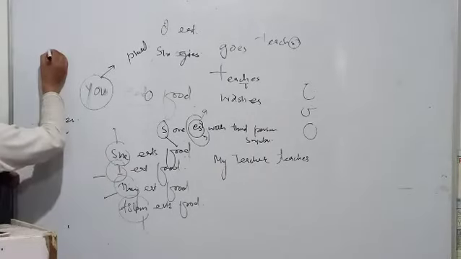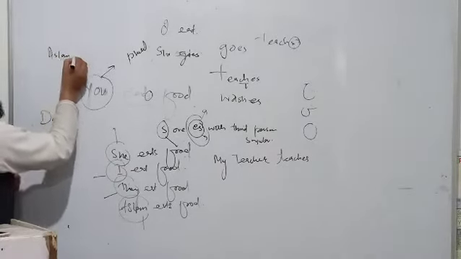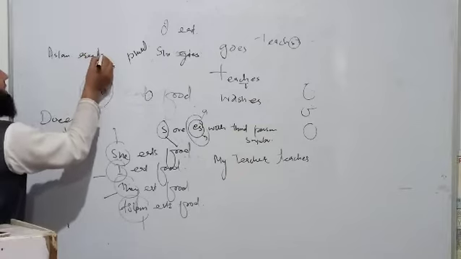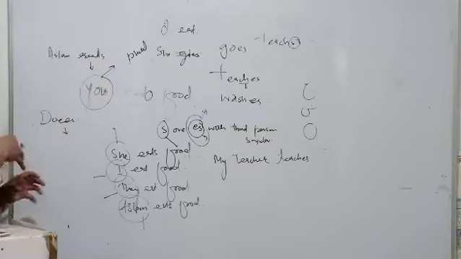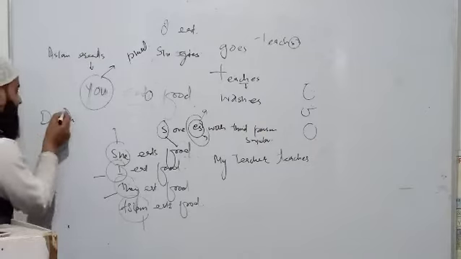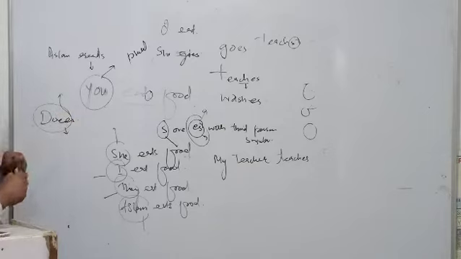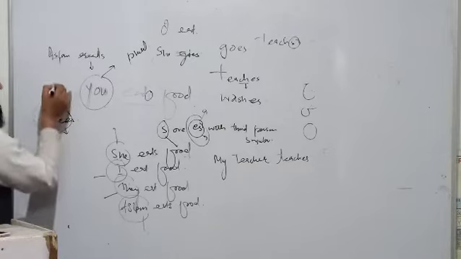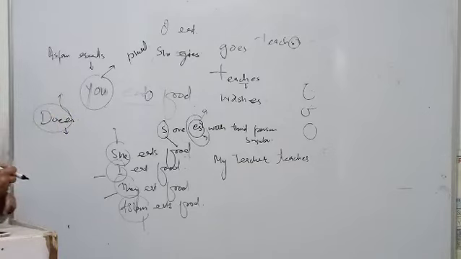Doer of the action: Aslam reads. So Aslam is in action mode. Aslam reads a book. Aslam does perform the action, so Aslam becomes the subject. He is the doer of the action.